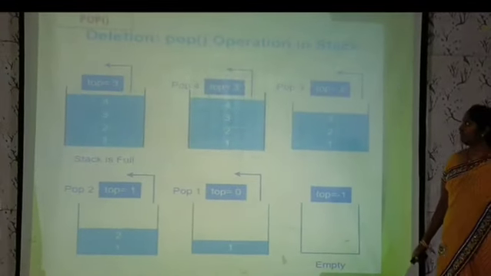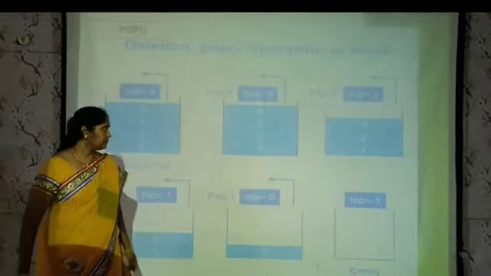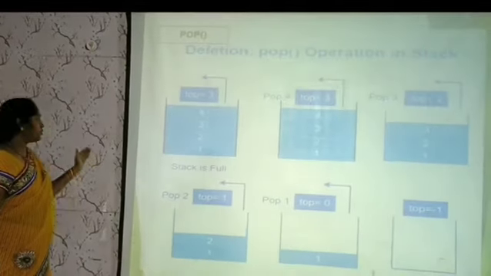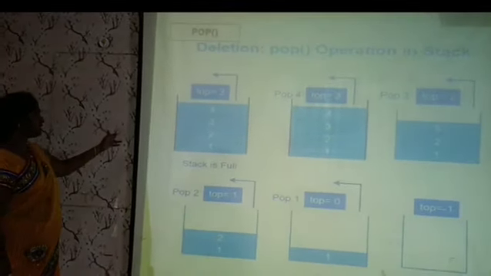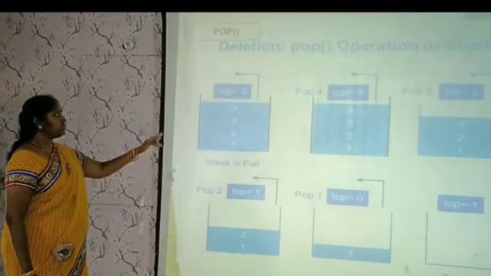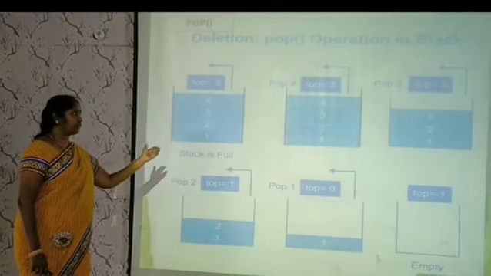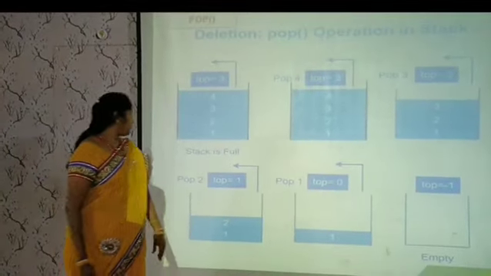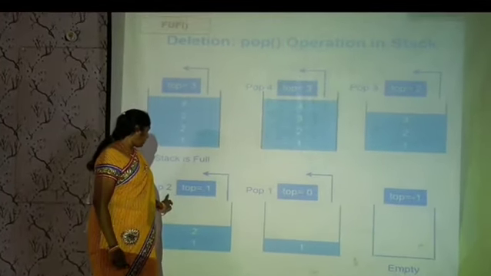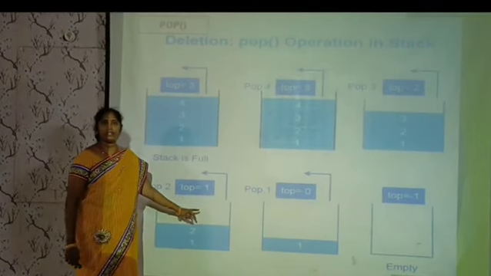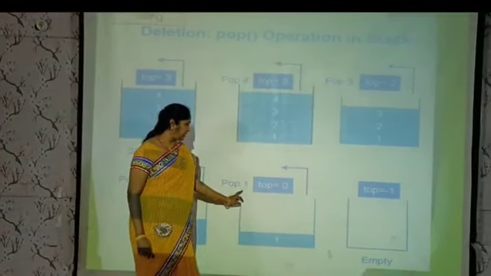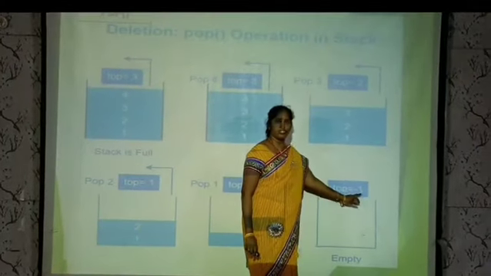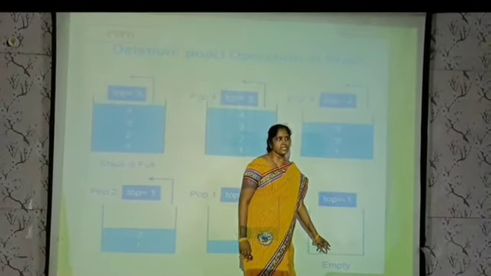For the deletion operation, after we have pushed all the numbers into the stack, the top value is 3. When we want to delete the top, the popped value will be 4, the deletion of the fourth element. After that deletion, the top value will be 2. When we pop the value 3, the top value will be 1. When we pop the value 1, the top value is decremented. At last, when the top value is -1, the stack is empty.